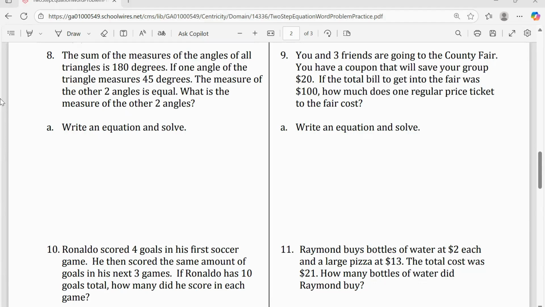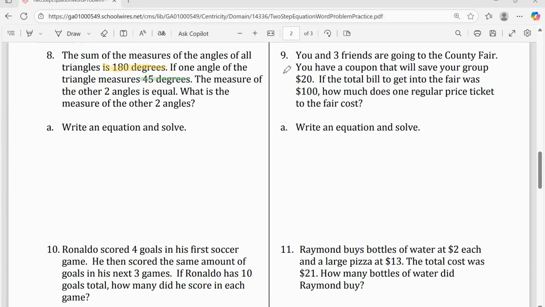Now if I'm looking at this, probably the first thing that jumps out at you is the total, when it says 180 degrees. So that's your total. Then it says if one angle of the triangle measures 45 degrees. So they're giving us one of them, right? So we can identify this as our constant, 45 degrees. Now it says the measure of the other two angles is equal. So that would be our dependent variable.